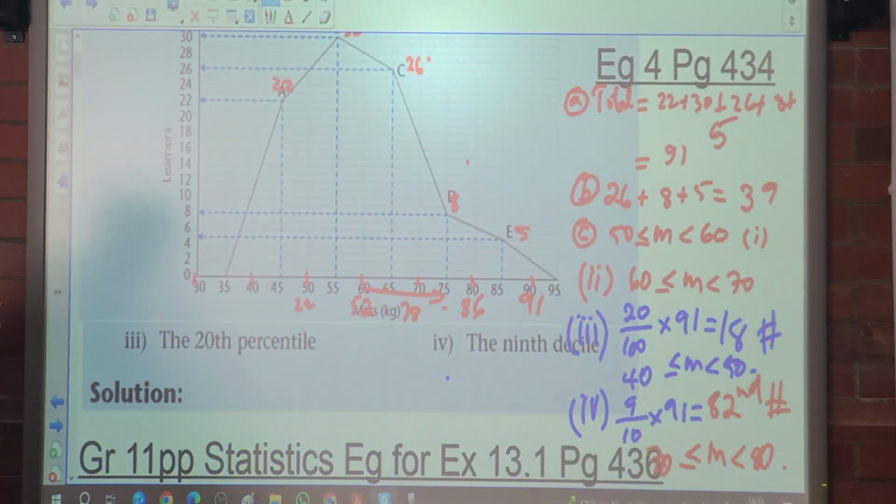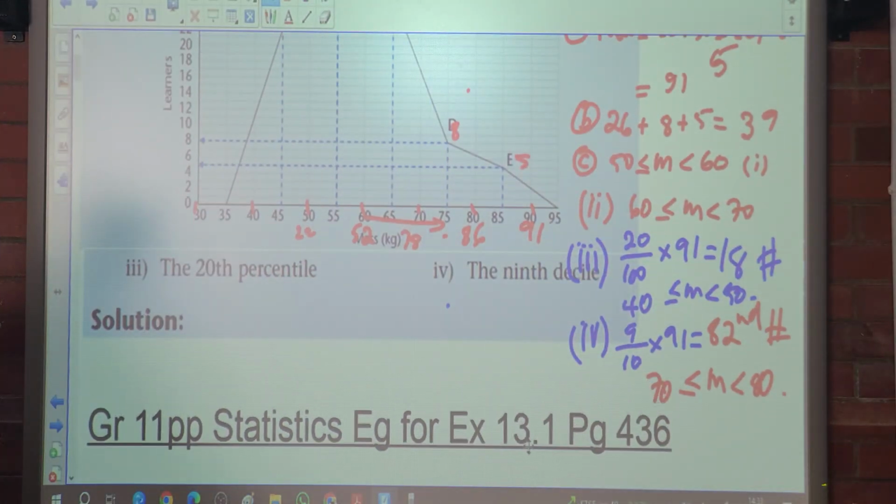Okay. So that basically brings us to the end of the examples for exercise 13.1 on page 436. Sorry? 435. At this point, you guys have concluded the odd numbers already. So the even numbers is going to be how long?